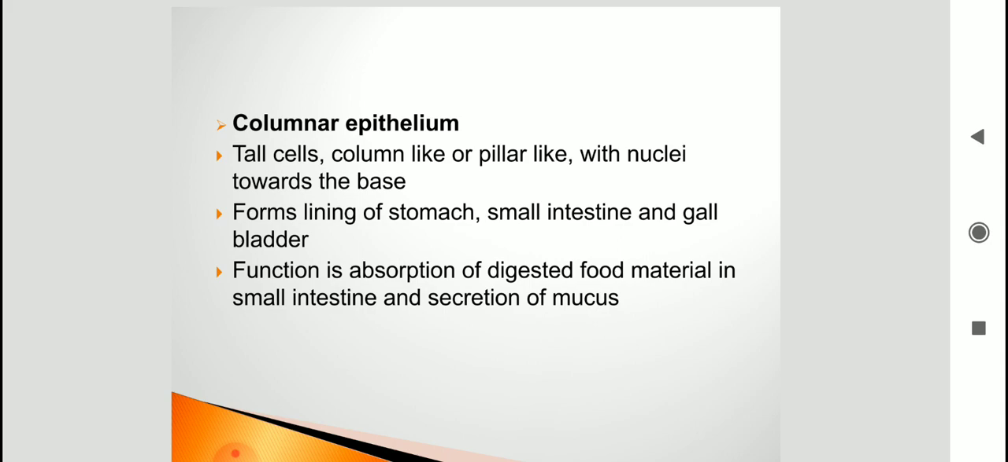They form lining of stomach, small intestine and gallbladder. Now these cells also allow absorption and secretion. So the function is absorption of digested food material and secretion of mucus. You all know that when the food moves to the stomach, then the process of digestion is going on there. When it reaches the small intestine, the process of absorption begins. So there we will find the lining of columnar epithelium, which aids in absorption of digested food.